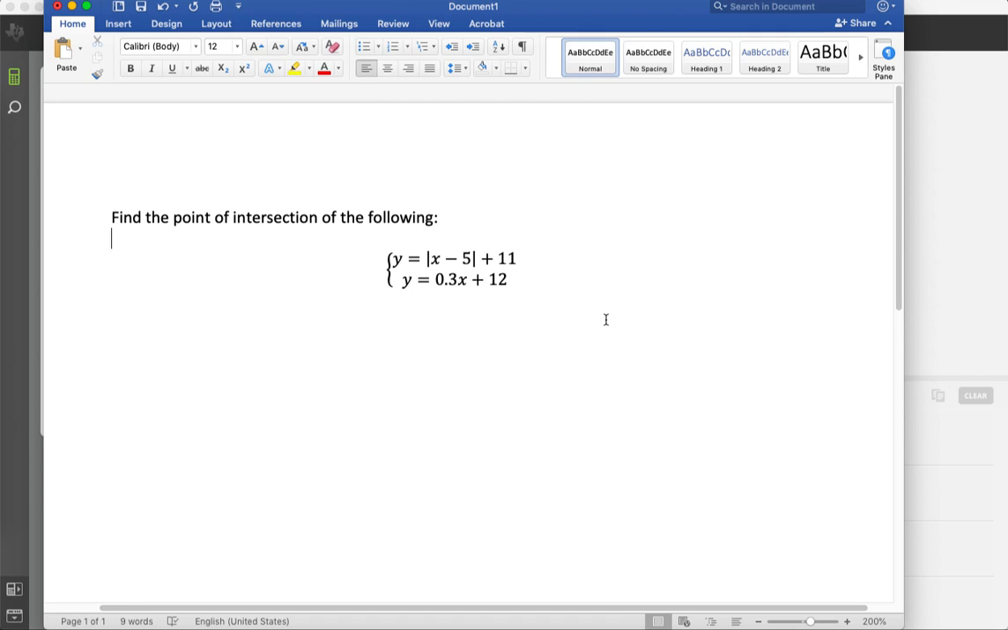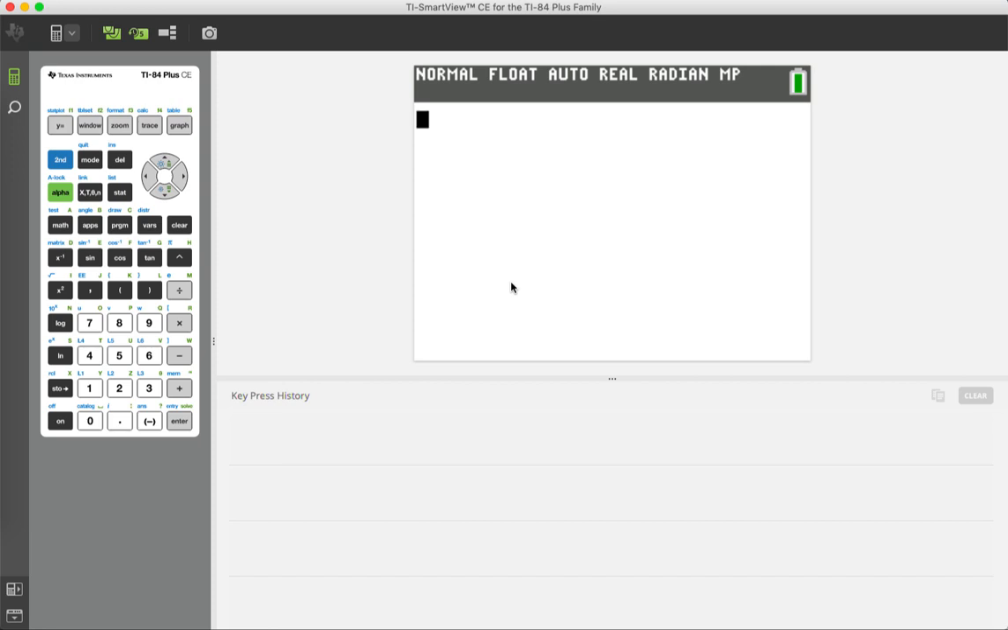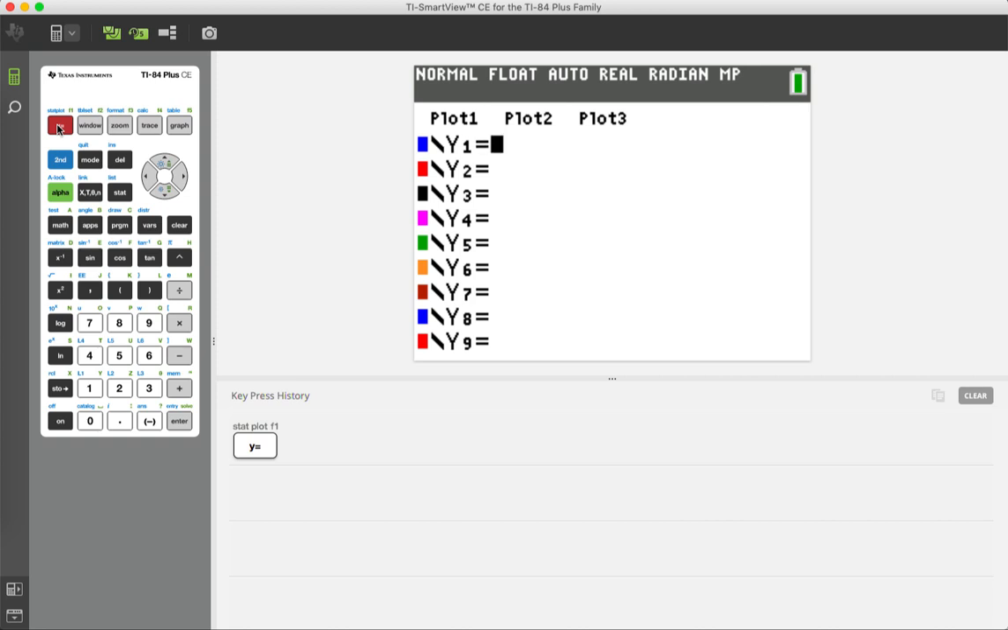So we want to find the point of intersection of an absolute value graph, y equals absolute value of x minus 5 plus 11, and a line, y equals 0.3x plus 12. In the last video, we learned how to find the point of intersection of two lines, and finding the point of intersection of two graphs in general is not much different. Like before, the first thing we need to do is to graph these using our calculator. So we are going to go to y equals, and we're going to enter the two graphs.